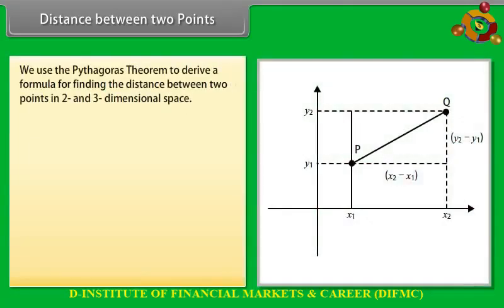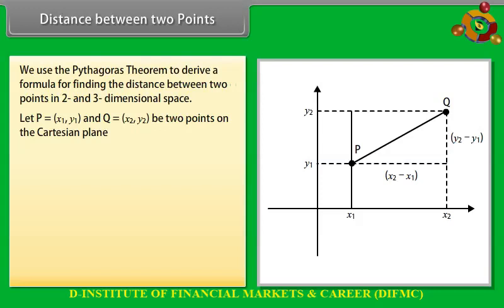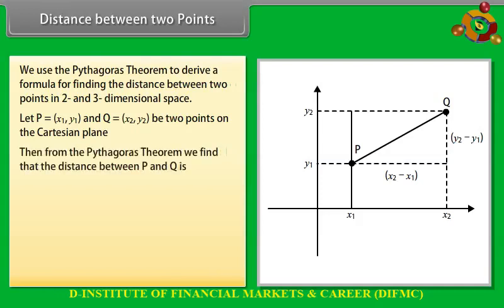Distance between two points. We use the Pythagoras theorem to derive a formula for finding the distance between two points in 2 and 3-dimensional space. Let P equal to (x1, y1) and Q equal to (x2, y2) be 2 points on the Cartesian plane as shown in the figure. Then from the Pythagoras theorem, we find that the distance between P and Q is PQ equal to square root of (x2 minus x1) square plus (y2 minus y1) square.